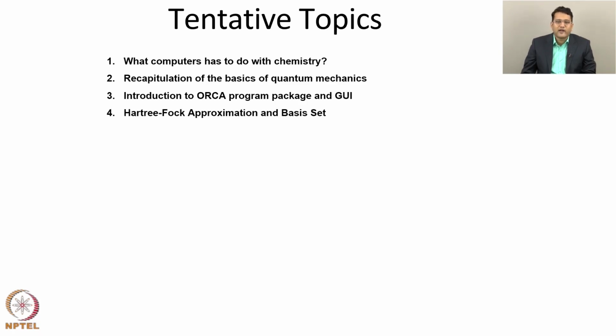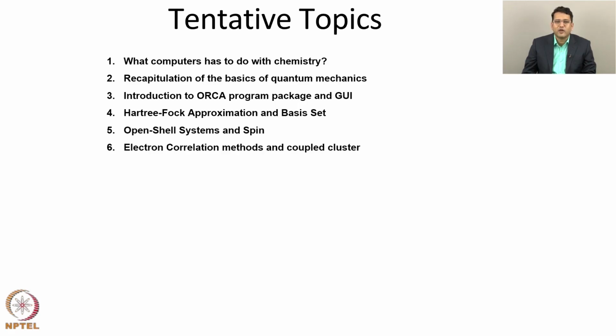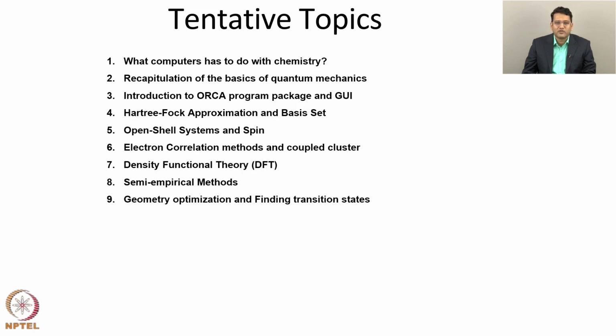We are going to know about the Hartree-Fock approximation, which is the basis of most of the sophisticated molecular quantum chemistry calculations, and we are going to know about what a basis set is. We are going to know about open shell systems and spin. What is missing in Hartree-Fock is called electron correlation, and we are going to know about electron correlation methods and especially coupled cluster, which is considered the gold standard of quantum chemistry.